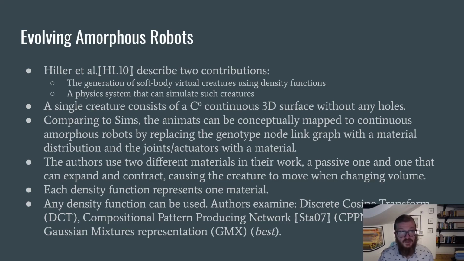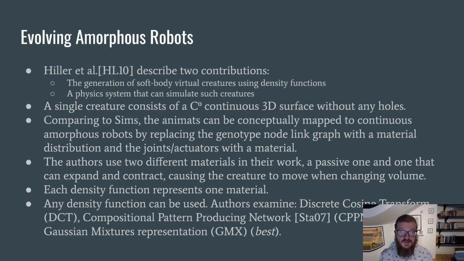The authors use two different materials in their work, a passive one and one that can expand and contract, causing the creature to move while changing volume. Each density function represents one material. A surface is created by taking the maximum of all density functions at a given point in a lattice. The material represented by the density function with the highest value at a given point is the material instantiated at that point. Any method that can represent a density function can be used for generating a phenotype.